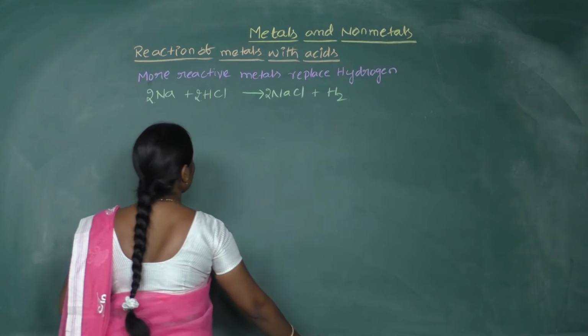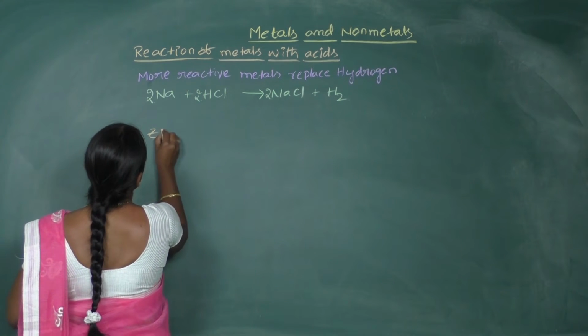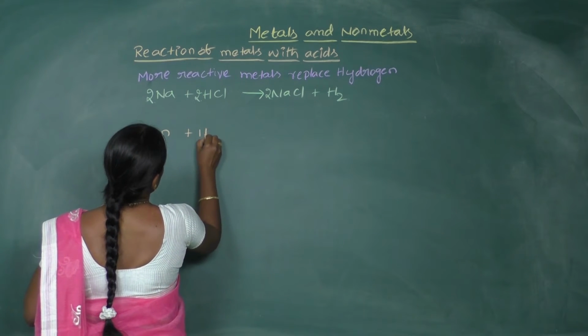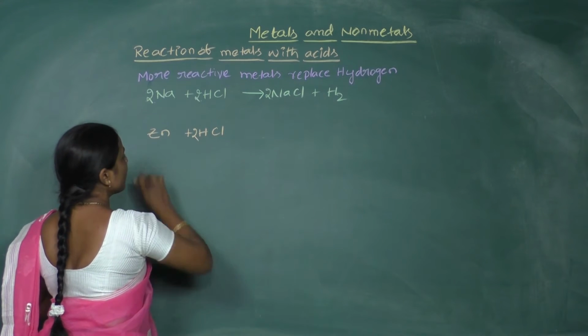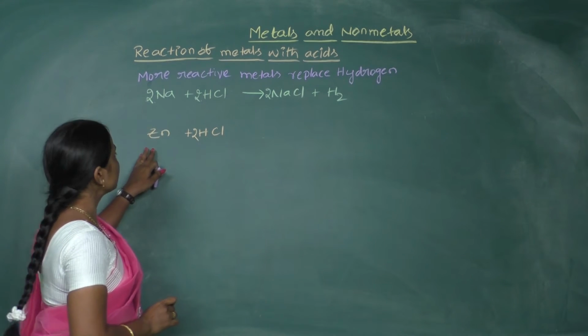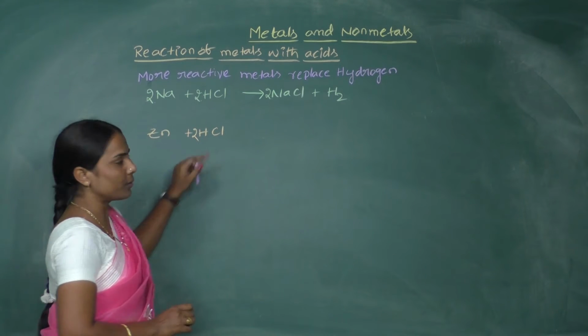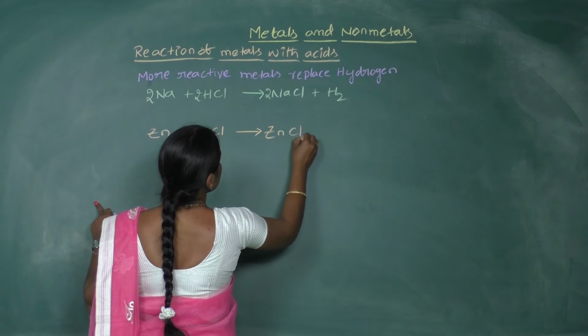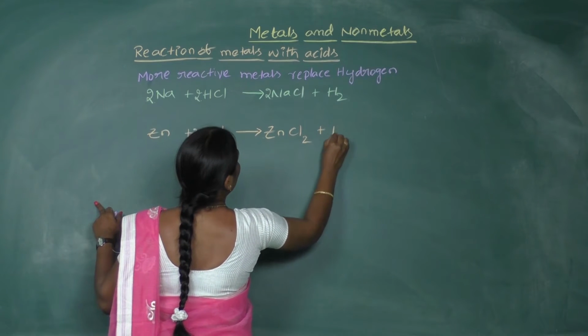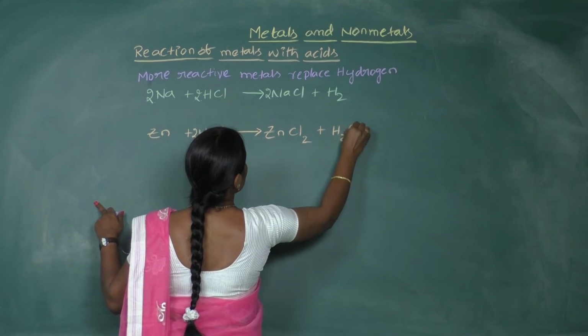The same reaction we can even take for another metal like Zn. So I'll take Zn plus HCl, and the valency of zinc here is 2, hence it will replace 2 hydrogen atoms at a time. Hence the compound we get here is ZnCl2, with the release of hydrogen.